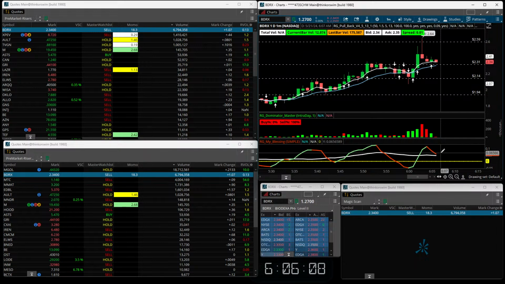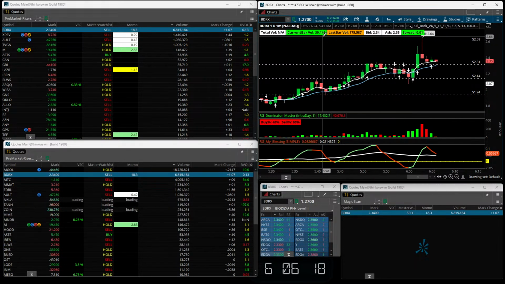Everything must line up before you pull the trigger. We need tall dominator bars. We need this to be green. We need the trend to be up. And we need to be down here on a support level with good volume. And the volume seems to be dying.